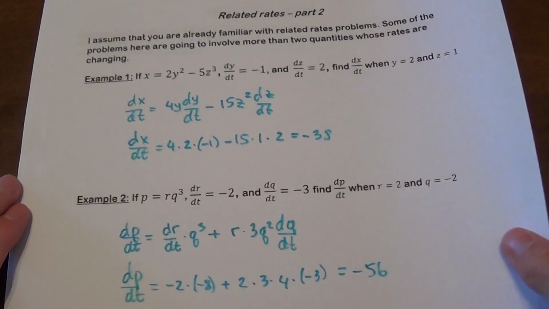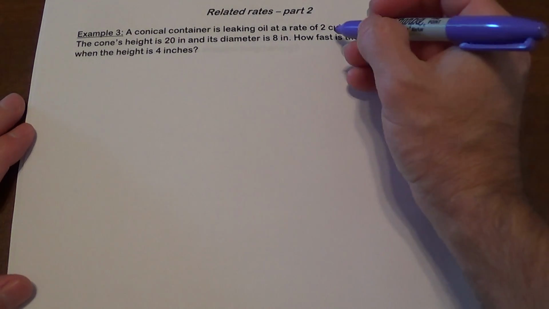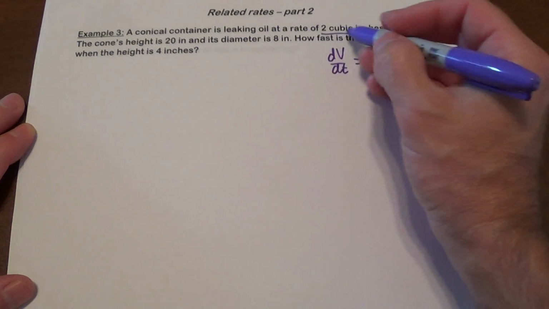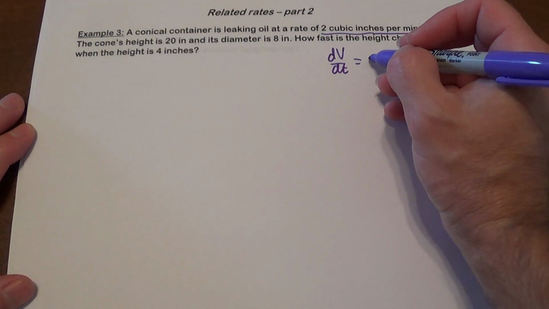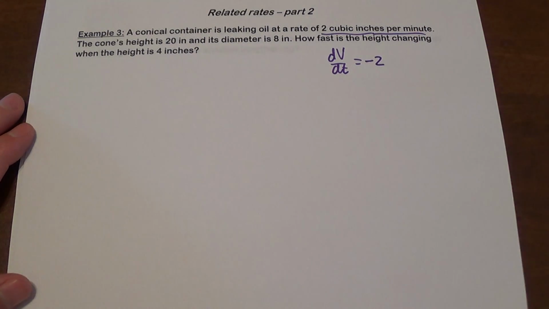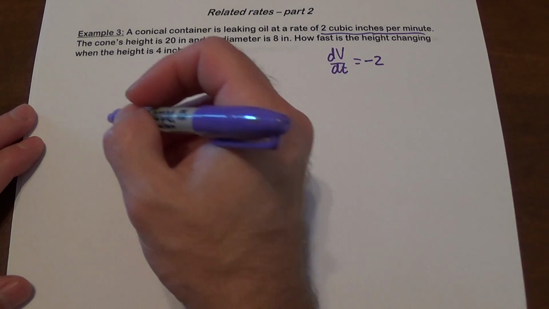Alright, of course it's going to deal with word problems, so let's talk about that. So we have a conical container that's leaking oil at the rate of 2 cubic inches per minute. So this rate here indicates the change of volume. So it's dv over dt equals, since it's leaking, it's losing oil, so it's going to be -2. Okay. Now we know the cone is 20 inches tall and the diameter is 8 inches.